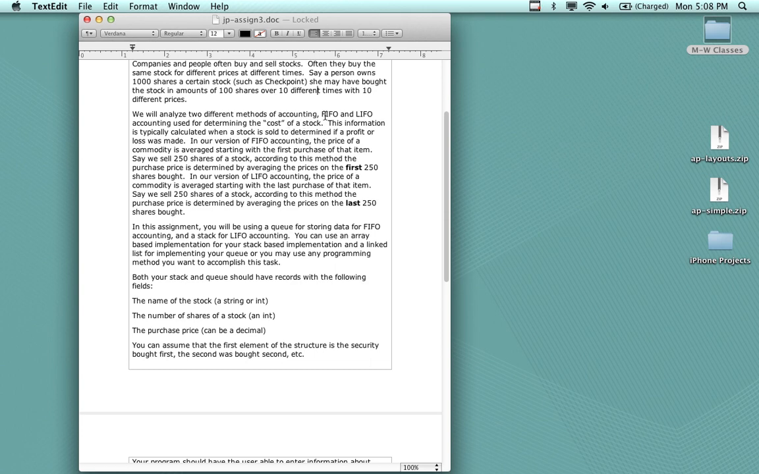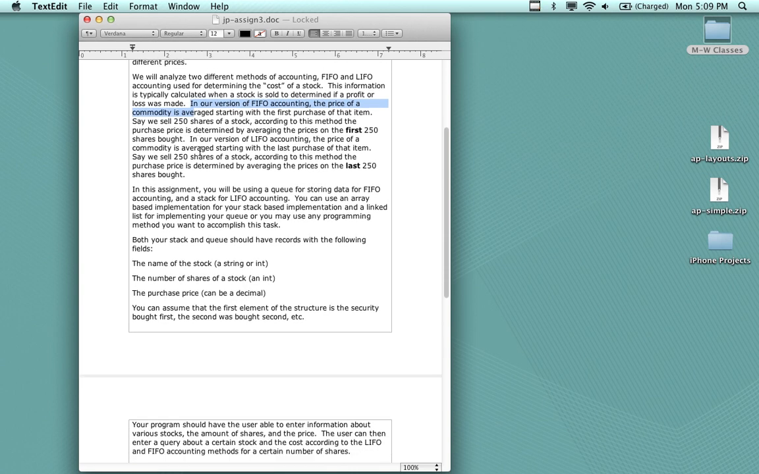So in terms of FIFO and LIFO, accounting is used for determining the cost of the stock. The information is typically calculated when the stock is sold to determine if a profit or a loss was made, in terms of, did you sell it at more or less than what you paid for it. So in your version of first in, first out accounting, the price of the commodity is averaged starting with the first purchase of that particular item.